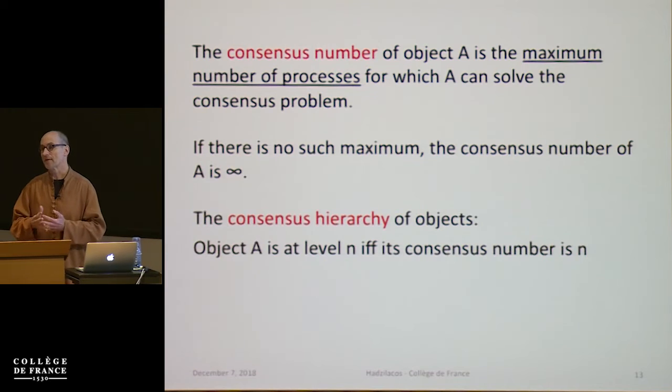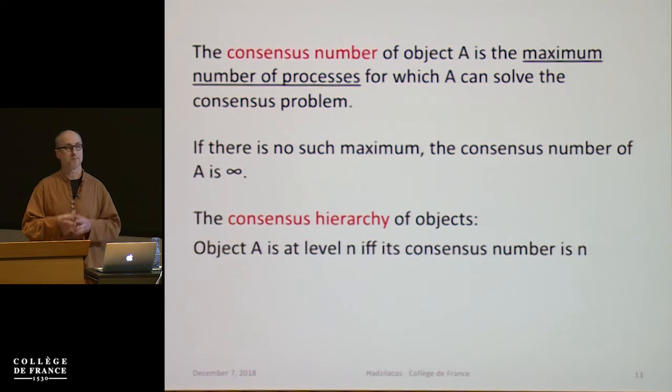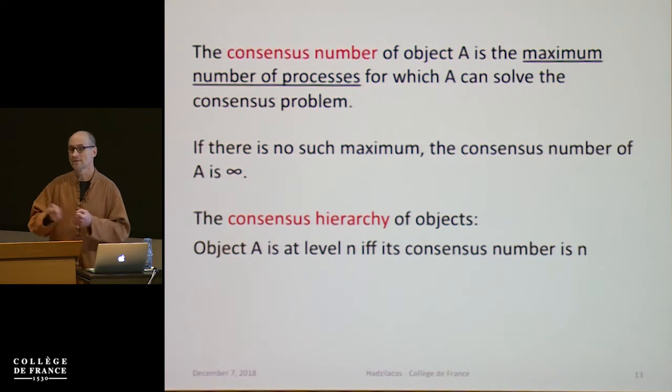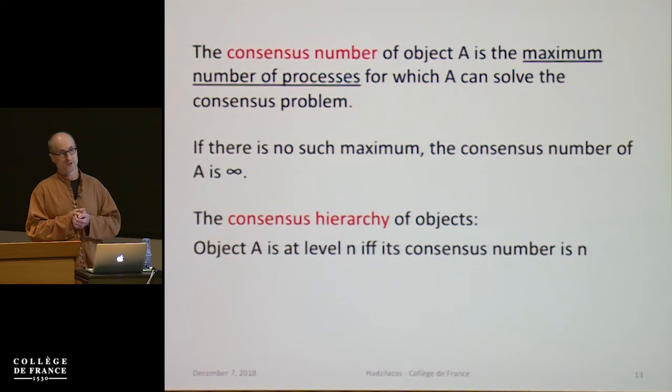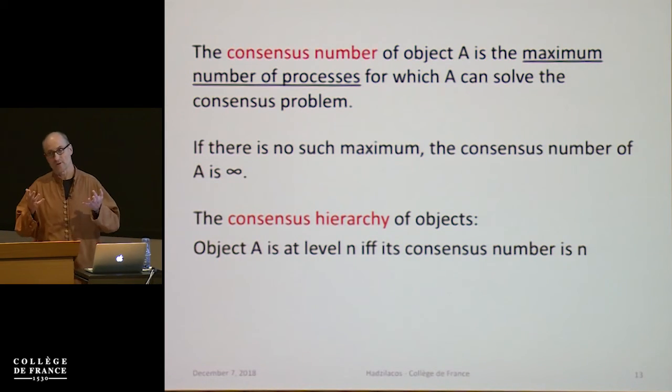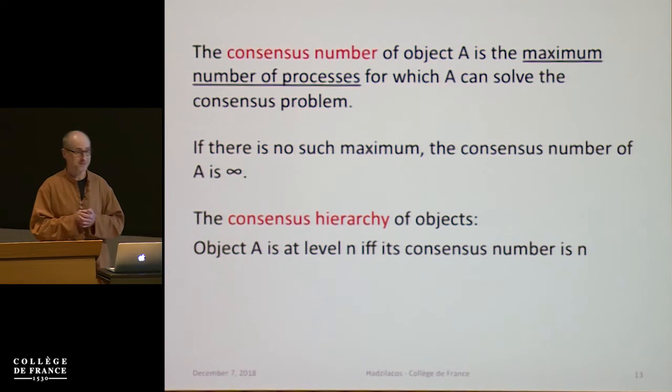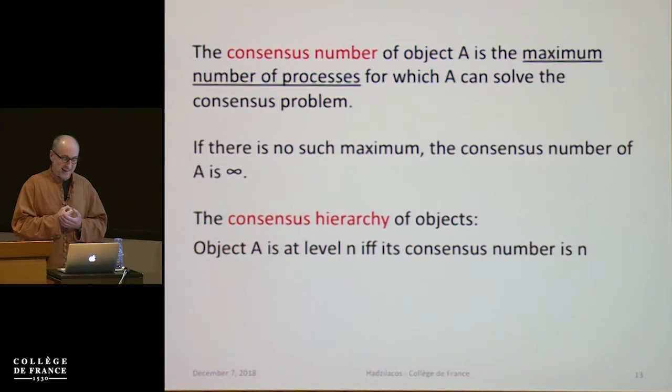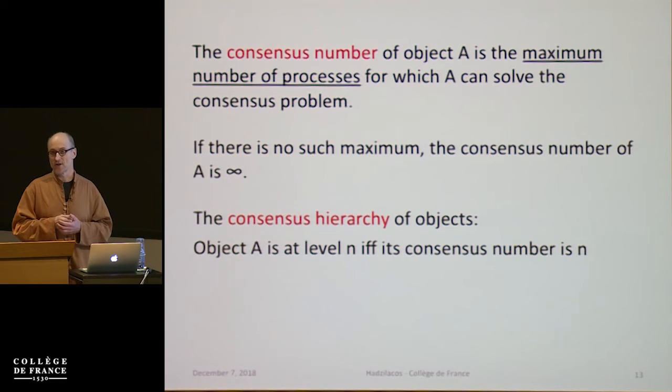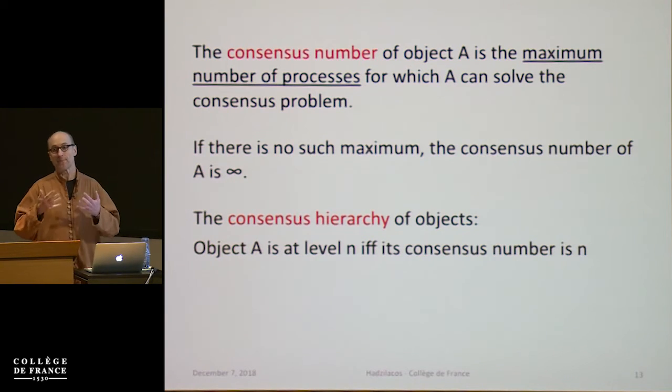And now the consensus hierarchy is simply the hierarchy in which I place each object at the level that is equal to the consensus number of that object. Okay, so level 1 has the objects with consensus number 1 that cannot even solve consensus for 2 processes. Solving consensus for 1 process is trivial, right? Level 2 has the objects that can solve consensus for up to 2 processes, but not for 3, and so on.